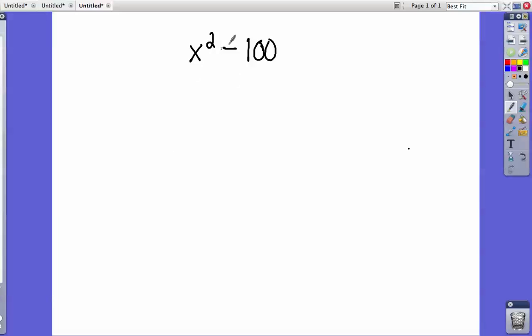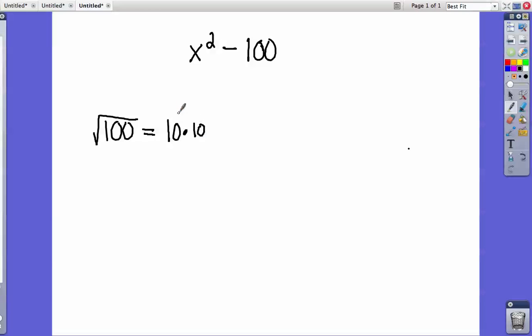Alright, today we're going to talk about how to factor completely when you have perfect squares. So if you have something like x squared minus 100, you can take this 100 and factor it by its square root. So for instance, here's 100. If you take its square root, which means a number multiplied by itself, it'd be 10 times 10.